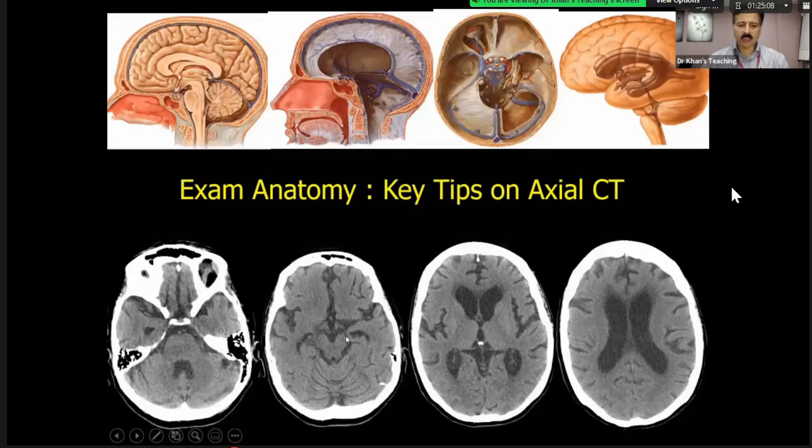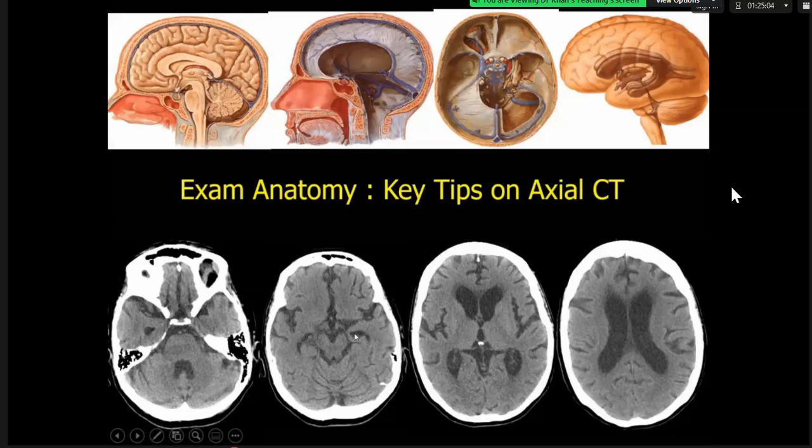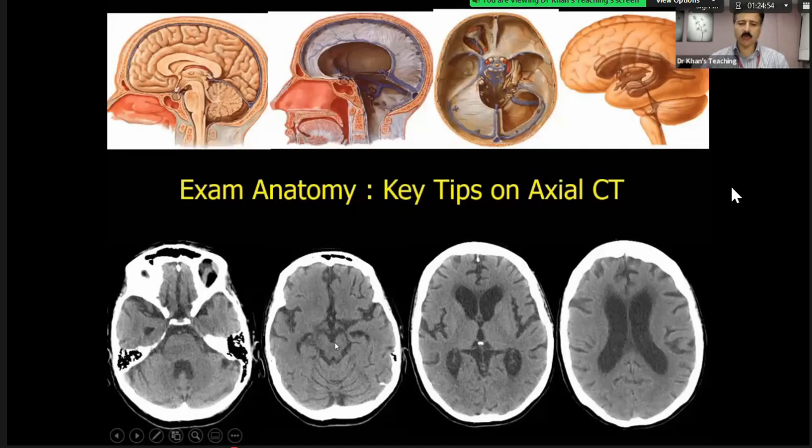Around this is the ambient cistern. This is the quadrigeminal cistern. The medial most portion of the temporal horn is known as the uncus. And this concept is very important because it is going to be asked in transtentorial herniation, where this uncus actually goes through the tentorial hiatus, and then compresses the midbrain.